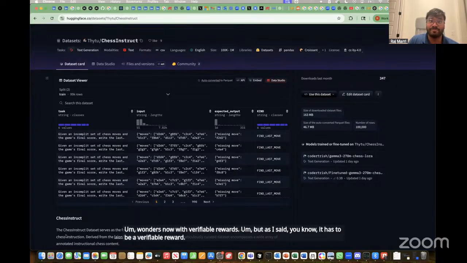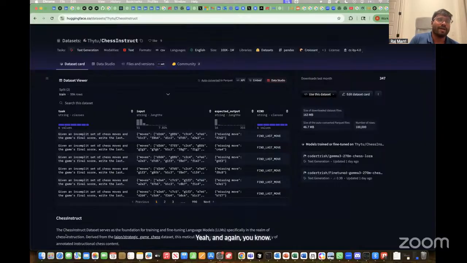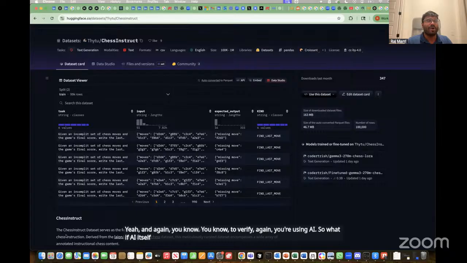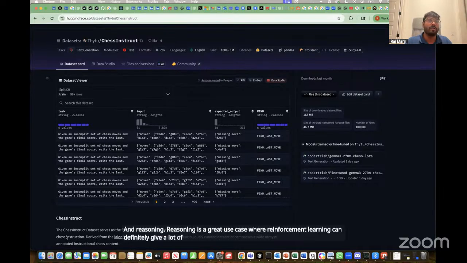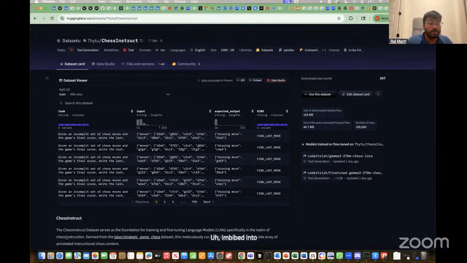Yeah, and again, to verify, you're using AI. So what if the AI itself is really not giving you the best output? But with reinforcement learning, I think tasks like going out and doing bookings, all of this, and reasoning, are a great use case where reinforcement learning can definitely give a lot of benefits, where you can have this reasoning power imbibed into a small language model.